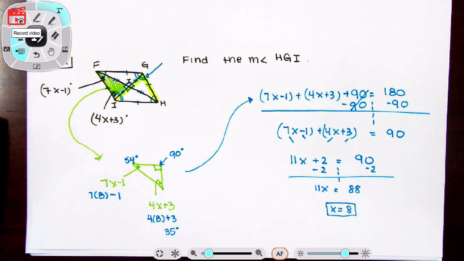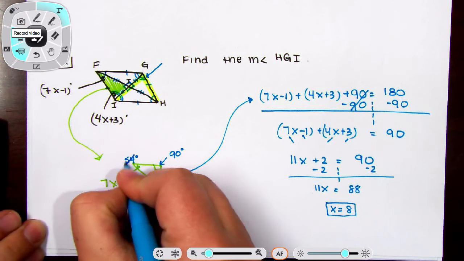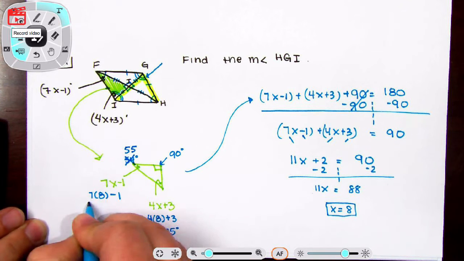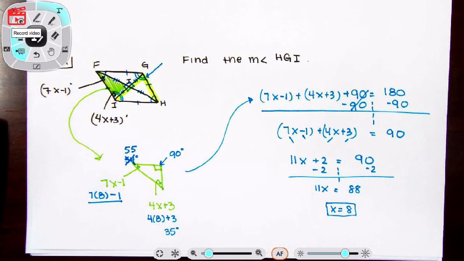And I'm just going to do a quick check. 54 plus 35 plus 90 does in fact equal, well, let's see, hold on. 90 plus 54 plus 35. For some reason, it's giving me 179 instead of 180. So I'm going to see what happened here. So 7 times 8 minus 1 equals 55. So not 54, 55. I did that wrong. So now 55 plus 35 plus 90 is equal to 180. I'm very happy that I checked.